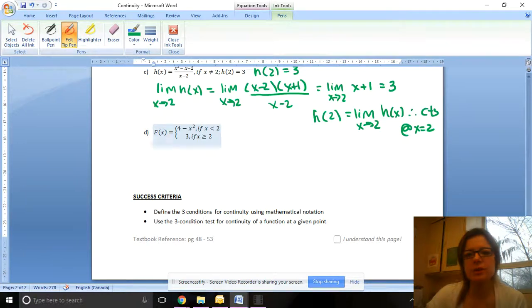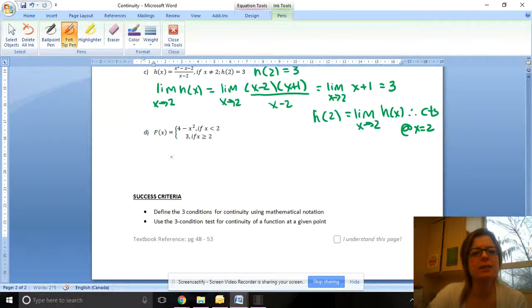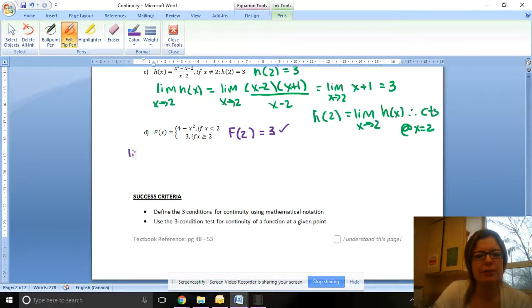One more question. All right, so here we have a piecewise function. So first of all, our first burden is does the function exist at 2? So f at 2, you go to this part here, since the inclusion is on the second part. So f at 2 is equal to 3, so that's step 1. We're good. So now we need to check if the limit exists.